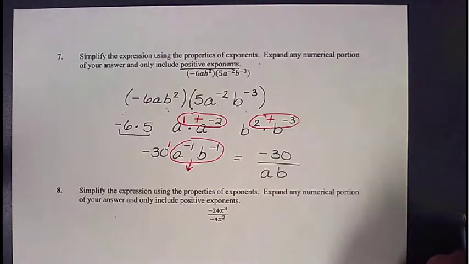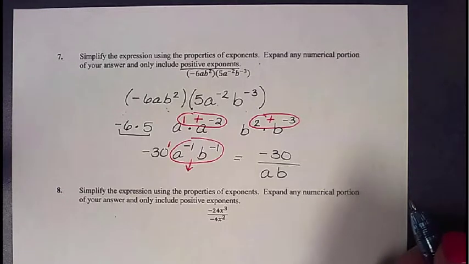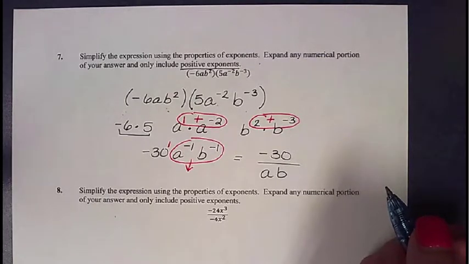And notice that when I moved them to the denominator, I didn't write the power of 1 on either one of those because when there's not a number written there, it's automatically assumed to be a 1. So I don't want to write a to the first and b to the first. If I do that in my homework, it'll tell me my answer is not simplified because it doesn't like 1s in the exponents, just like it doesn't like having a 1 in front of the variable.